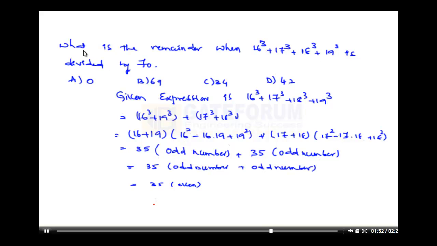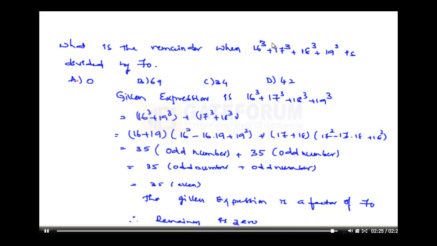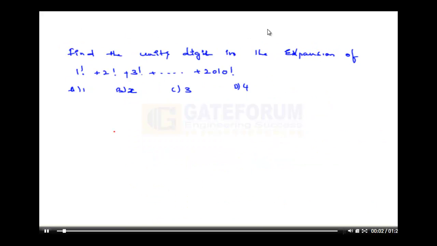Now we are going to divide with 70 here. An even number is nothing but a multiple of 2. So 2 can be multiplied here with 35, it becomes 70. So the given expression is a factor of 70. Therefore the remainder is going to be 0. So option A is the right answer here.